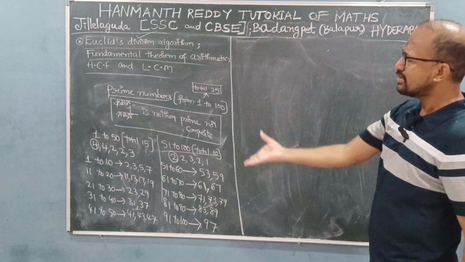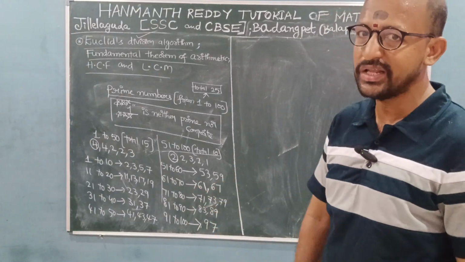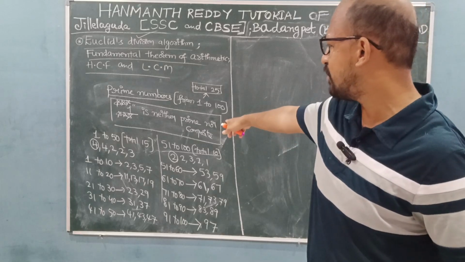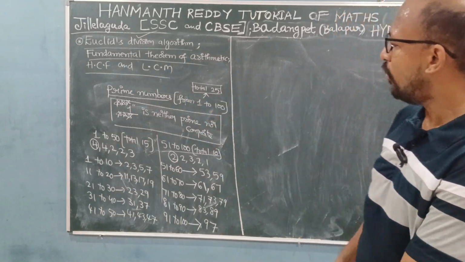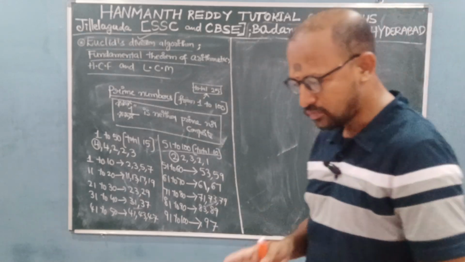Whatever numbers are missing from the prime numbers are composite numbers. Remember it logically, but 1 can never be a composite number. That is the most important point. Whatever numbers are missing from the prime numbers are always composite numbers.